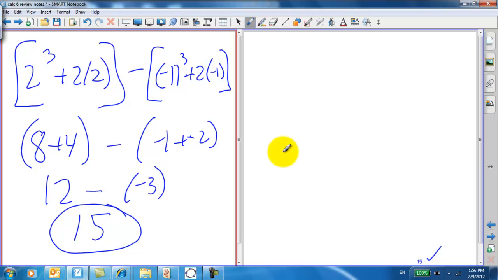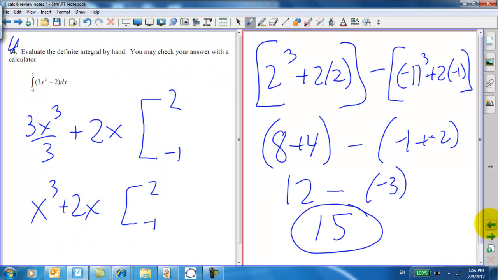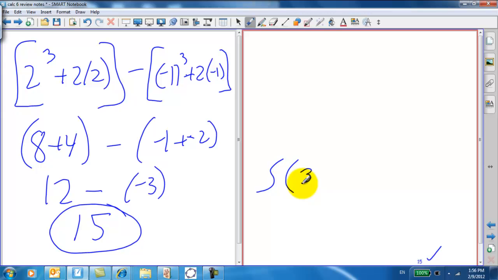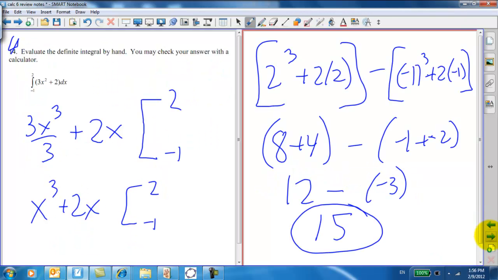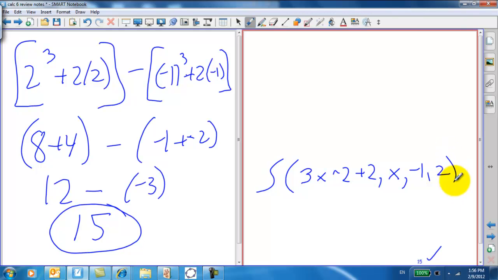Remember the calculator command on this. Integral, left parenthesis, let's look at the commands again. 3x squared plus 2, 3x raised to the 2 plus 2, comma, x going from, now the limits of integration, negative 1 to 2. So that's how you can check it on the TI-89.